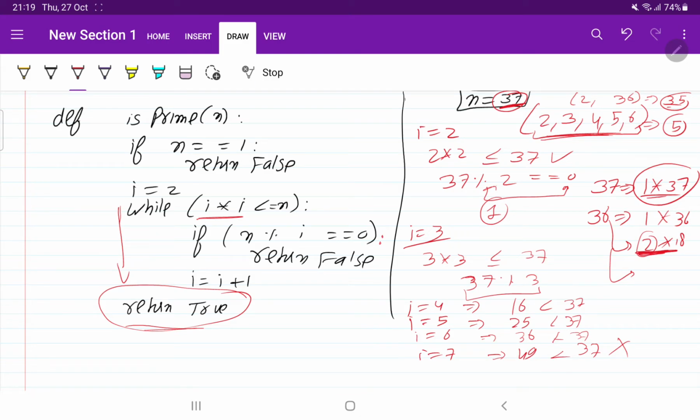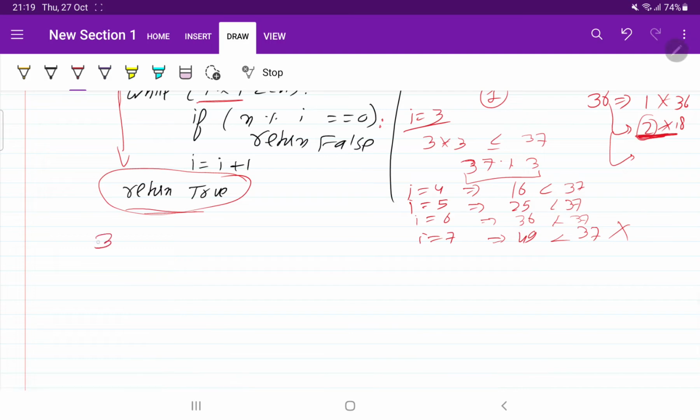It means for example, if 37 is there, you will get the i in the range of 1 to 6.something. If you take the square root, it will be 6 point something, since 6 square is 36. So the solution must be between 2 to 6.something. So you don't have to check for all the numbers.